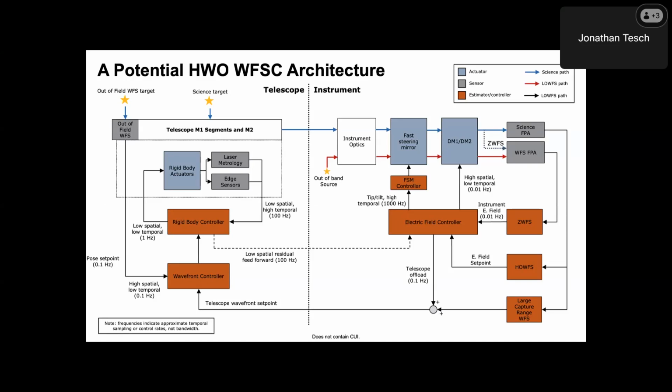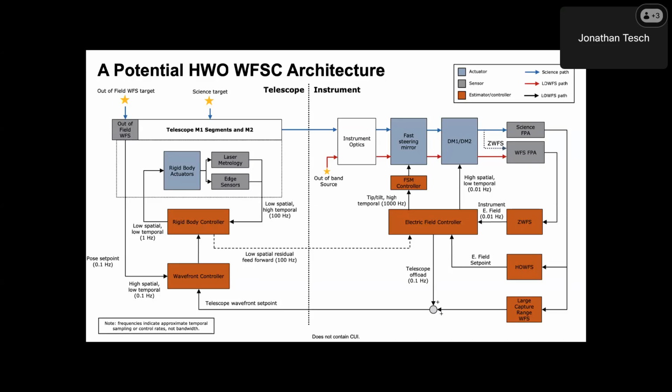Then on the instrument side, of course, we have what's called here an electric field controller, basically a general stand-in box for a control algorithm that uses some kind of measurement of the electric field of the coronagraph to maintain an established dark hole that's been established from electric field conjugation using high order wavefront sensing.